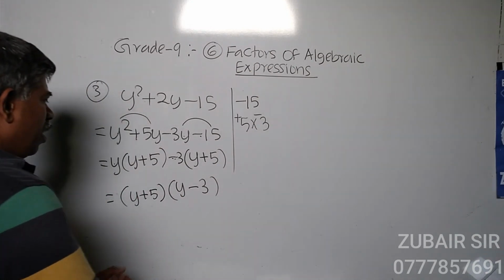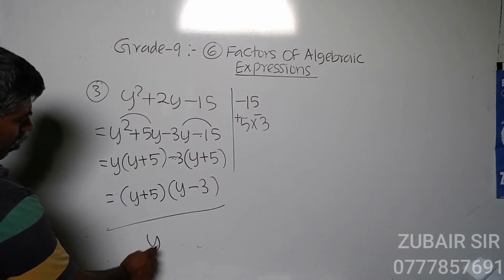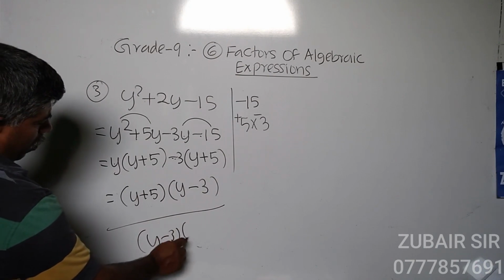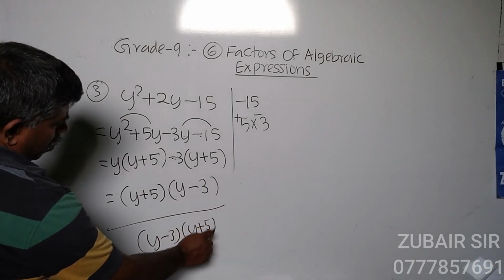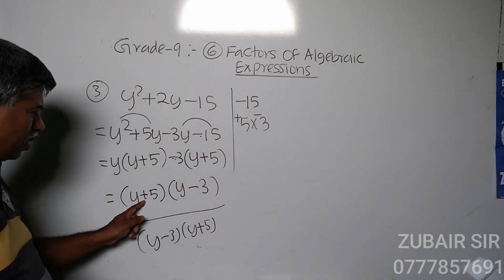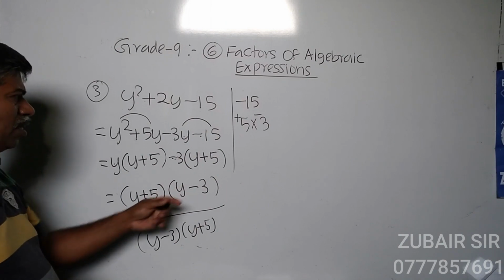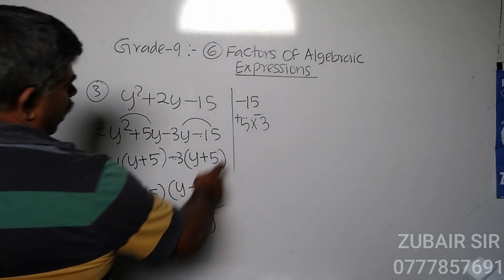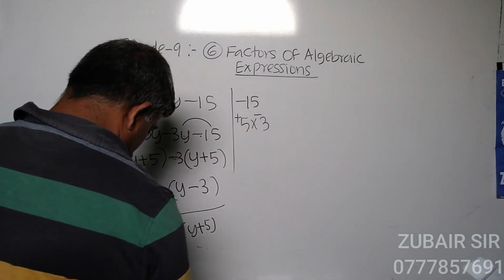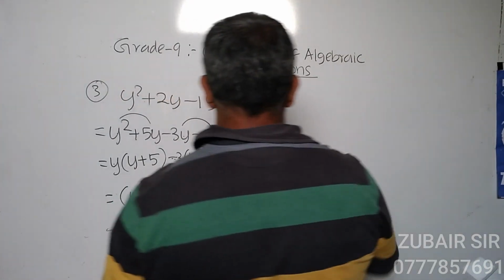Right? If you change and write the brackets also, no problem. We can also write it like this, y minus 3 into y plus 5, no problem. If you change and write, no problem. But you can't change the sign. If the sign is different, it is wrong. If this one is minus and that one is plus, wrong. The sign should be there. So we'll see another one like this.